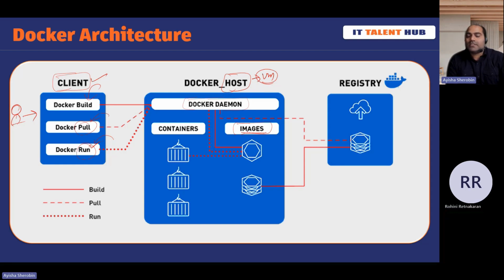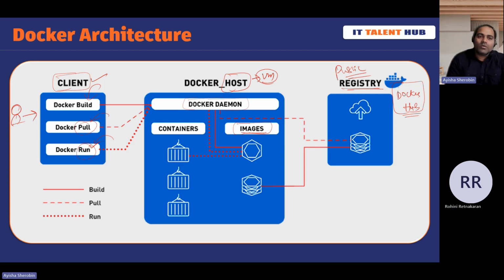Let's say this image is not available. Now what is it going to do? It's going to quickly go to the registry, which is a public Docker registry. That's nothing but Docker Hub. So hope you have heard about Docker Hub, right? Docker Hub is a web hosted platform where we generally save the Docker images.